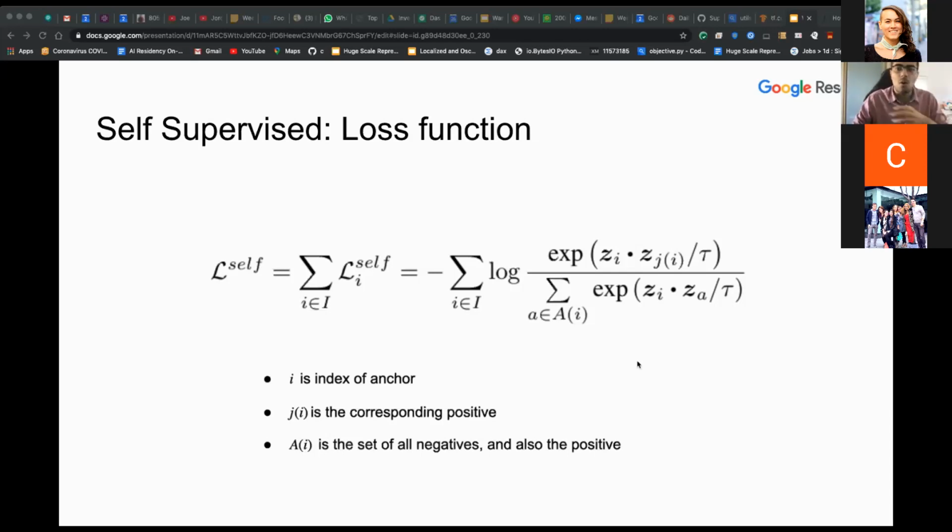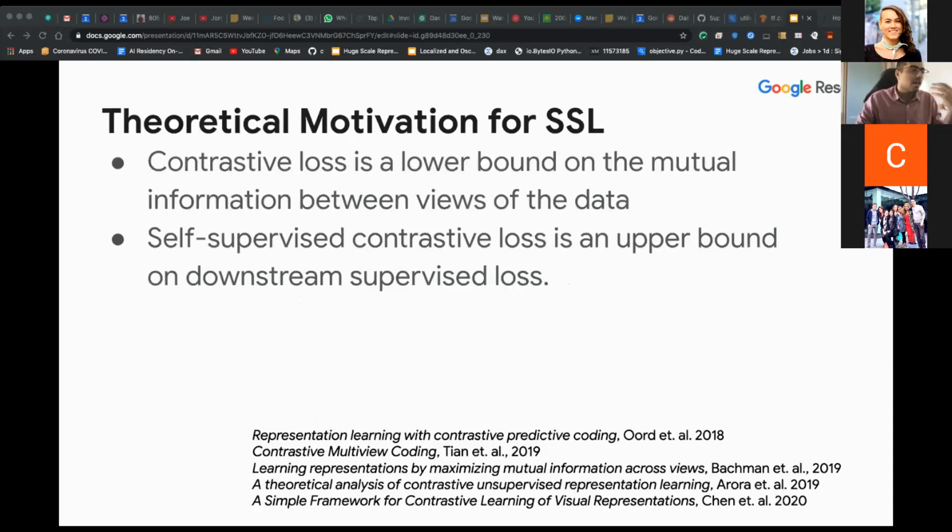And you use all the other samples as negatives. A negative is any sample that is not supposed to be similar to the anchor, and a positive is a sample which is supposed to be similar to the anchor. In self-supervised losses, that's just a single data augmentation of the given anchor, right? But why should that work?